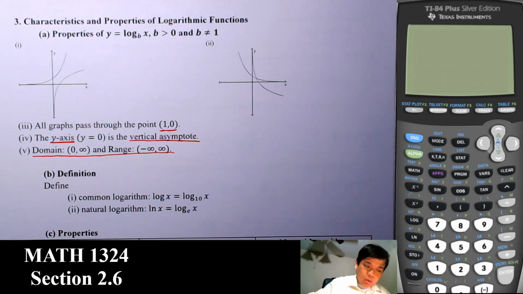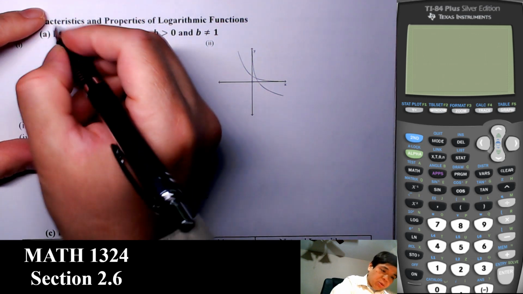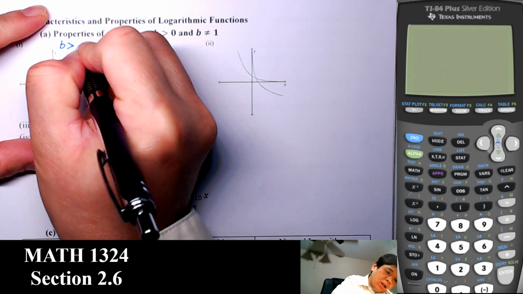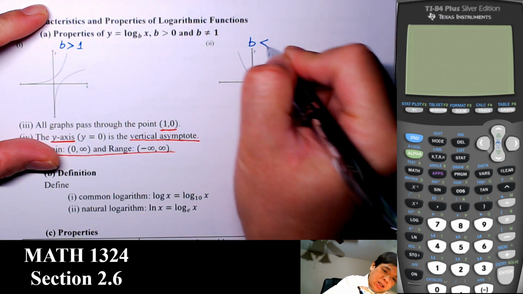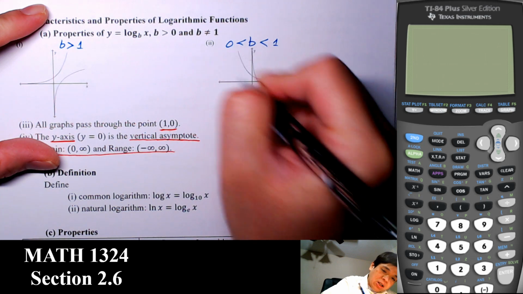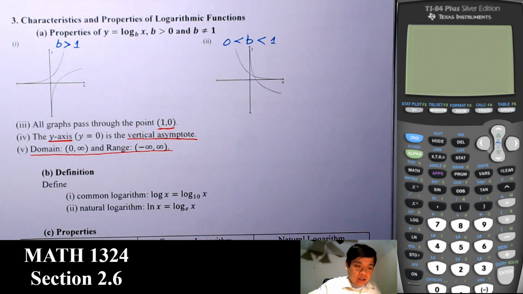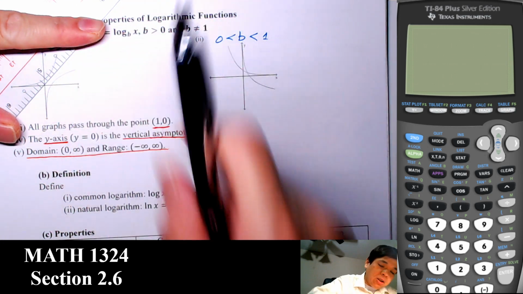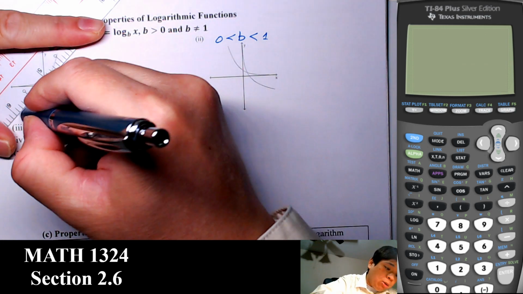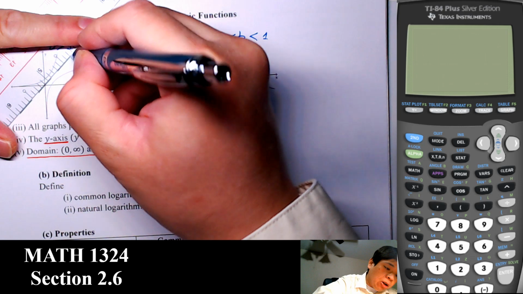Now they have two cases here. One is the base bigger than 1. This is increasing, both of them. And when b is less than 1, it is decreasing on both of them. And the graph of the exponential function and the logarithmic function, since they're inverses, will be symmetric. They will be symmetric about the line y equal to x.